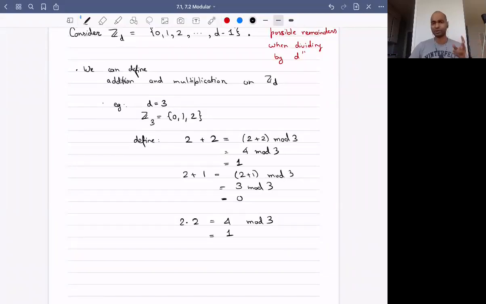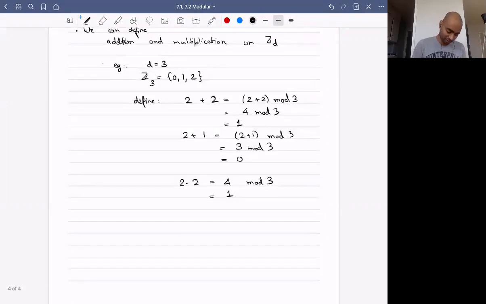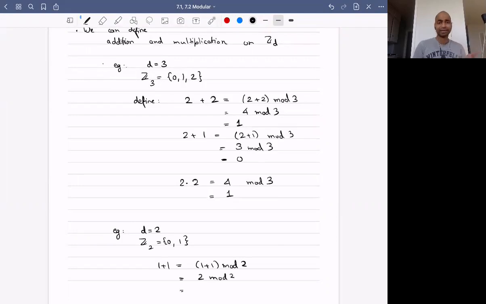Now, you have to be a little careful. Let's do it for d is equal to 2. And then Z2 is 0, 1. And now if I try to do 1 plus 1, it becomes 1 plus 1 mod 2. That is 2 mod 2. And that is the remainder obtained when you divide 2 by 2, which is 0. So in modular arithmetic, when you do Z2, 1 plus 1 is 0.